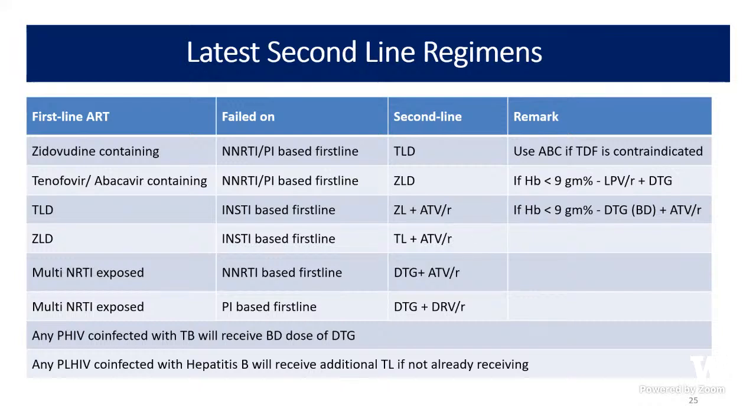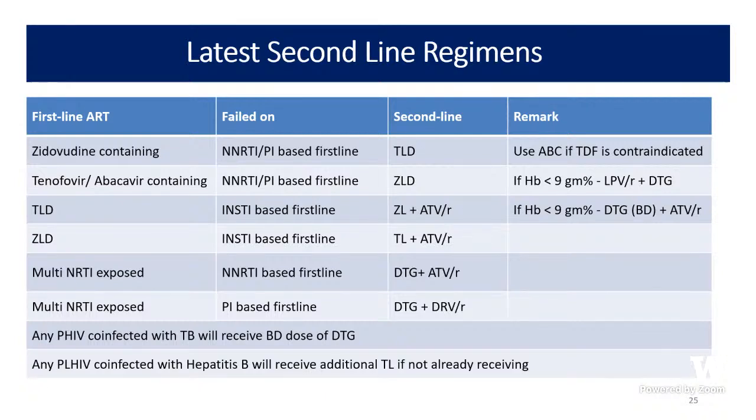Now the third row, TLD. If a patient is already on a first line with TLD and he is showing failure on that regimen, what will we do? We will shift that patient to ZL-ATVR. So T is being replaced by Z and D is being replaced by ATVR. But here also we have to see that the hemoglobin is more than 9. If it is less than 9, we will go for DTG twice daily with ATVR.